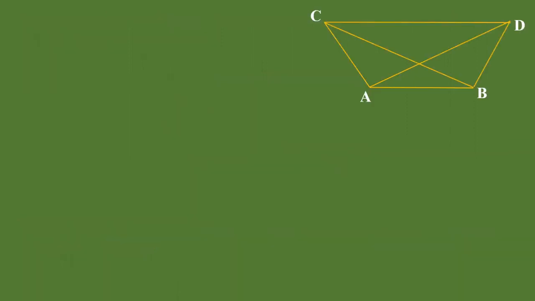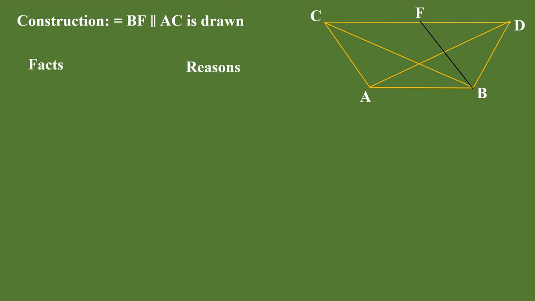See this figure. In order to prove this one, we need the help of the second theorem, that is, the area of the triangle is equal to half of the parallelogram. But in this figure, you can see only two triangles. So we need one parallelogram, right? In order to do that, can we construct like this? BF is parallel to AC. Now let's write the construction. BF parallel to AC is drawn because we need one parallelogram in order to prove this theorem, right?